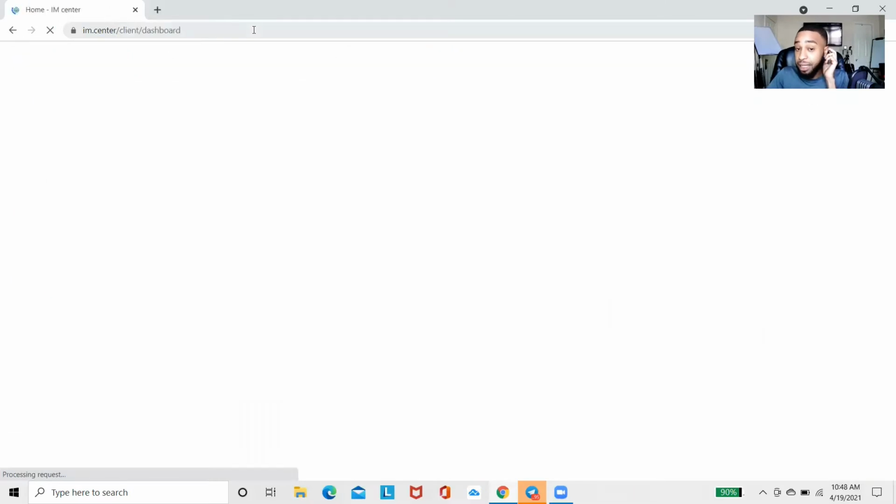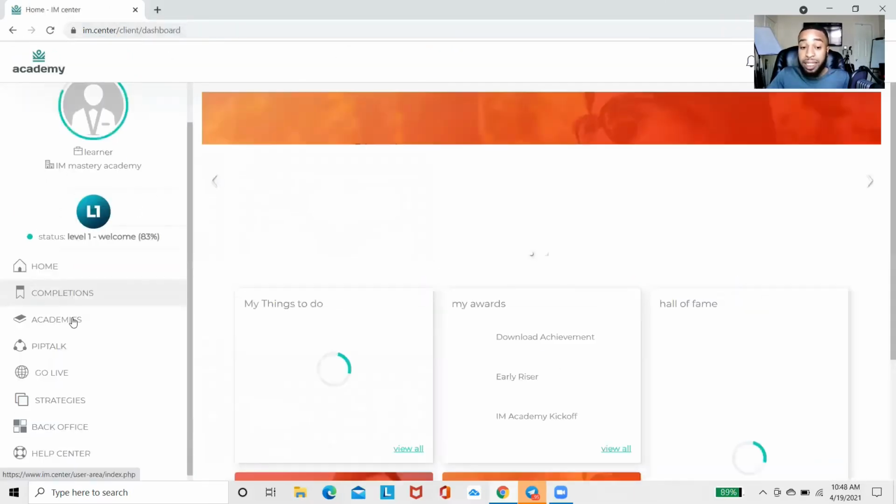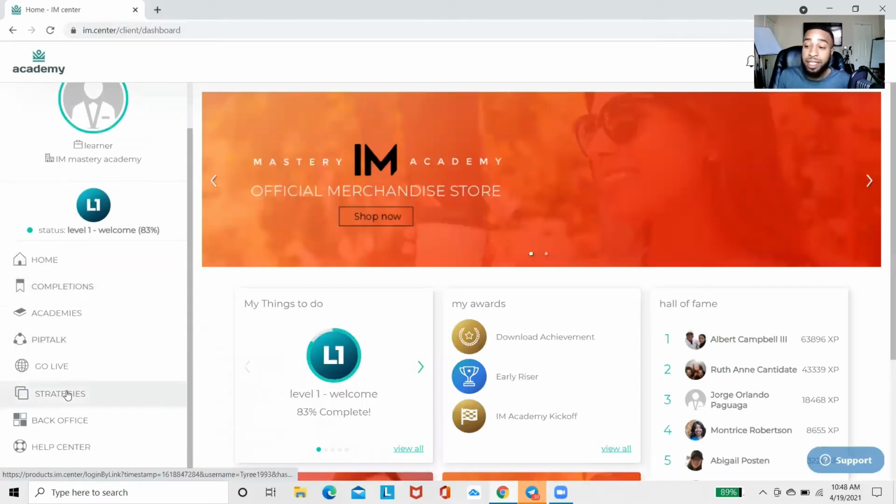So final thing that we need to do, right? We're going to go back to IM.center, and then we're going to locate the tab that says strategies. Right here. So what I want you to do is click on that tab that says strategies, right?